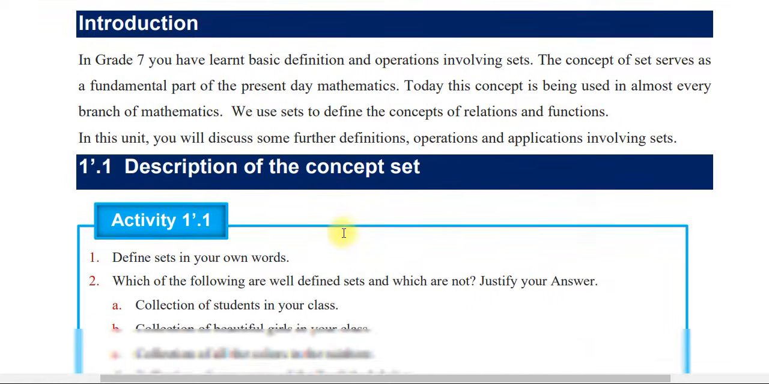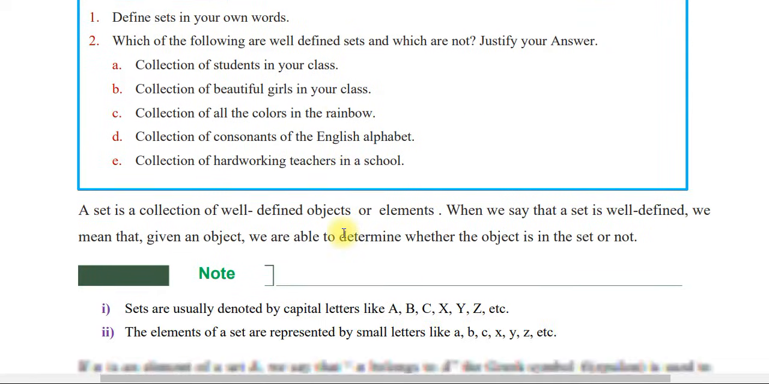Description of the concept of sets. A set is a collection of well-defined objects or elements.